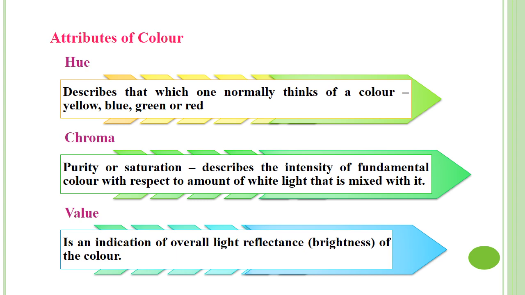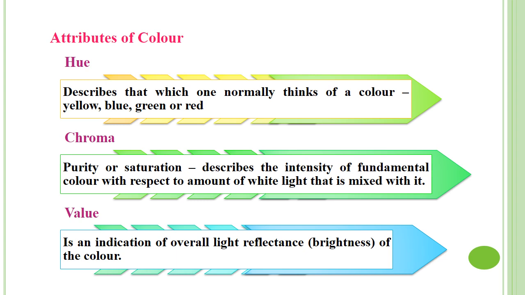So we are going to discuss about the color of meat. Before that, first let us understand a basic aspect of color, that is the attributes of color. Color has got three aspects or attributes, that is hue, chroma and value. Hue is the perception, the first perception about the color. It describes that which one normally thinks of a color, that is yellow, blue, green or red.